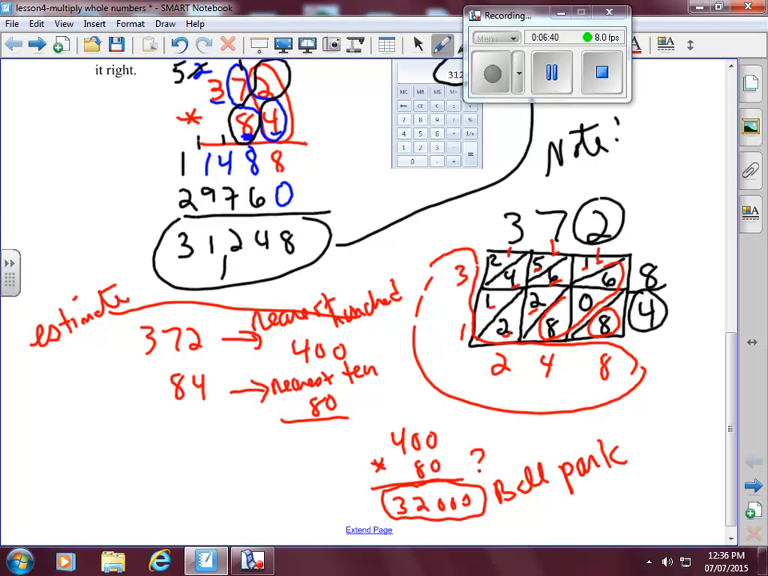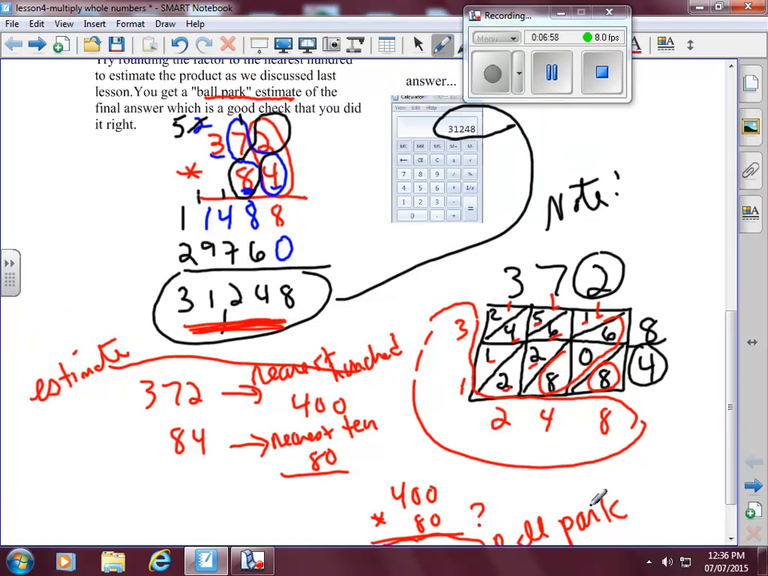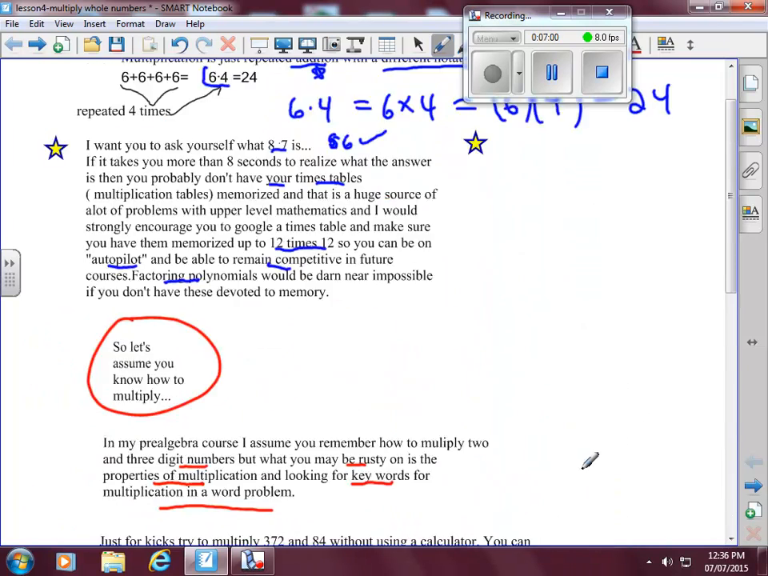And if you look at what we got, well, hey, 31,248, it is arbitrarily close to 32,000. So we feel that we're not that far off, and we feel that we've done it correctly. In other words, if I would have got 58,000 or something, I know that's too far off of that ballpark estimate. All right, hope that helps.